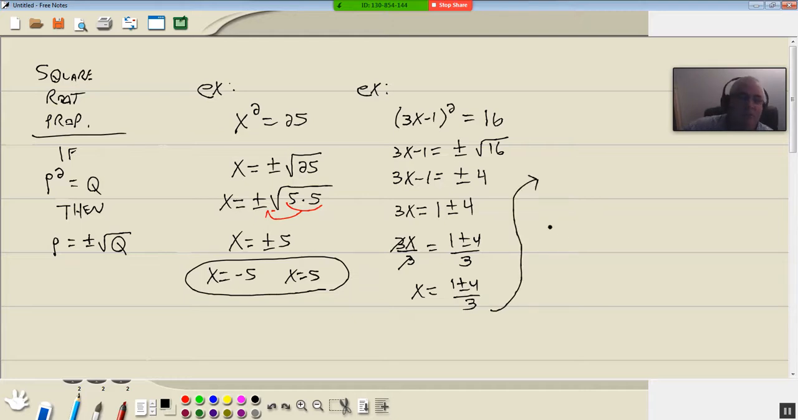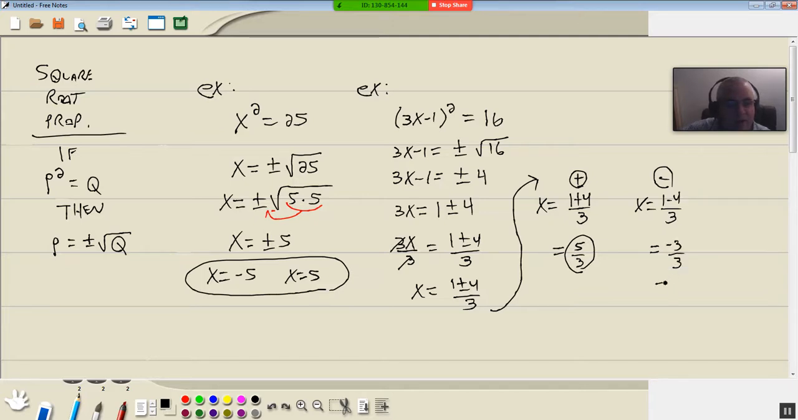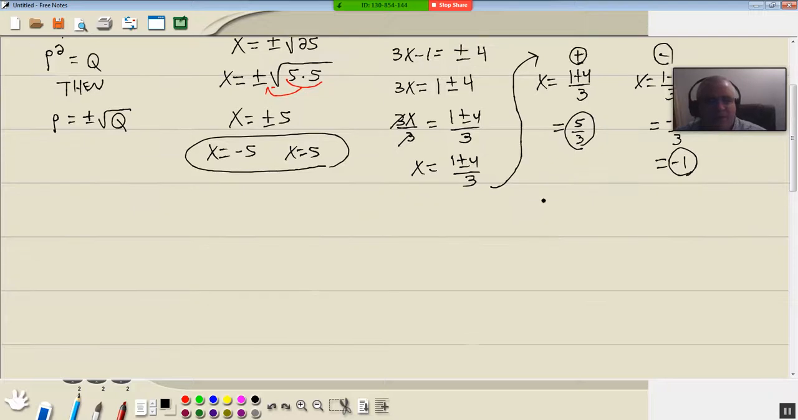Now if your radical disappears completely, it's probably going to be beneficial for you to split this into 2 separate pieces. What that plus or minus means is I'm going to have 1 plus 4 over 3, and I'll have 1 minus 4 over 3. 1 plus 4 is 5, so we get 5/3. 1 minus 4 is negative 3, so we've got negative 3 over 3, or negative 1. And those will be our 2 answers. Now I'm going to show one more of those, and then we'll go on to the next type.